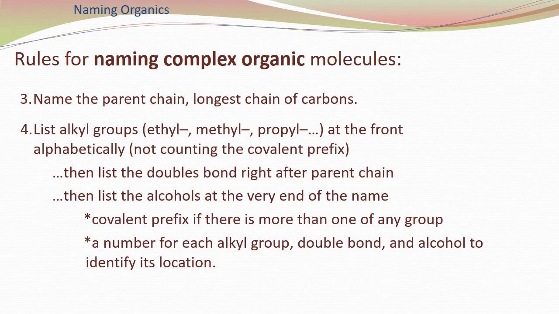Then you list your double bonds right after that parent chain. And then you list your alcohols at the very end of the name. Now remember, you need a covalent prefix if there is more than one of any of these groups. 2 alcohols has to be diol. 3 double bonds has to be triene. A number for each alkyl group then has to be added, and for each double bond and for each alcohol, so that we know where the location of these special groups are on our long carbon chain.